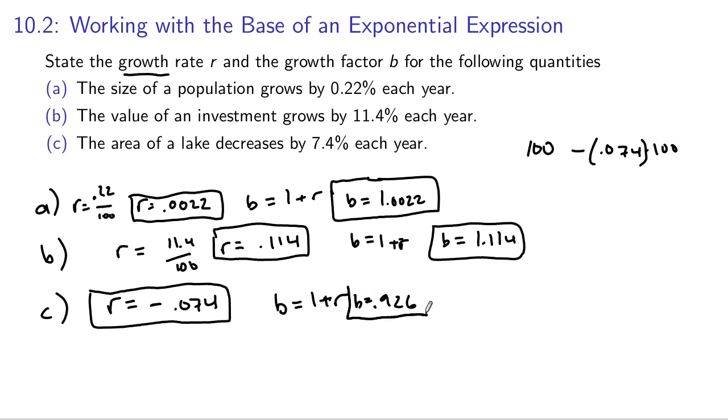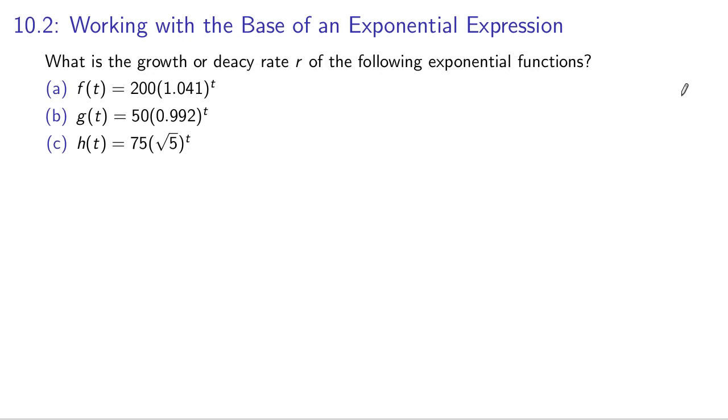So when we have decay, we have a B less than 1 and an R less than 0. So for decay, the rate needs to be negative and B should be less than 1. For growth, the rate has to be bigger than 0 and the factor bigger than 1. Here we have a typo.